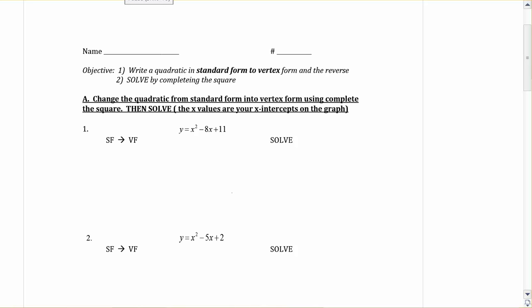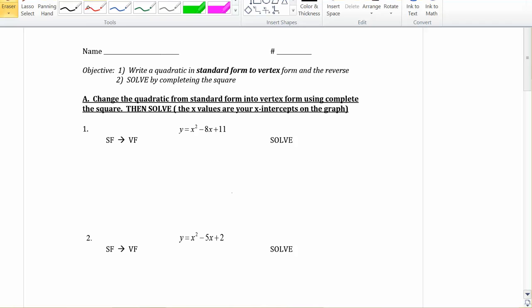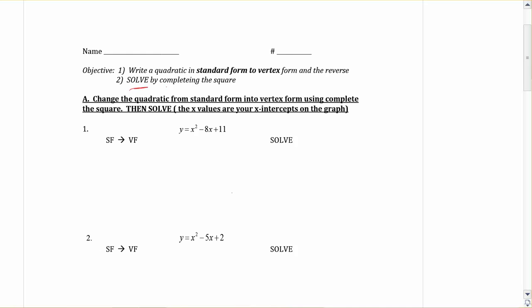Our objective today is to write a quadratic in standard form to vertex form and the reverse. We're going to have it in vertex form and we're going to write it in standard form. And we're going to do that by completing the square. Then we're also going to extend the lesson by solving by completing the square. So we're going to solve by completing the square, and then we're going to go from standard form to vertex form using the complete the square method.